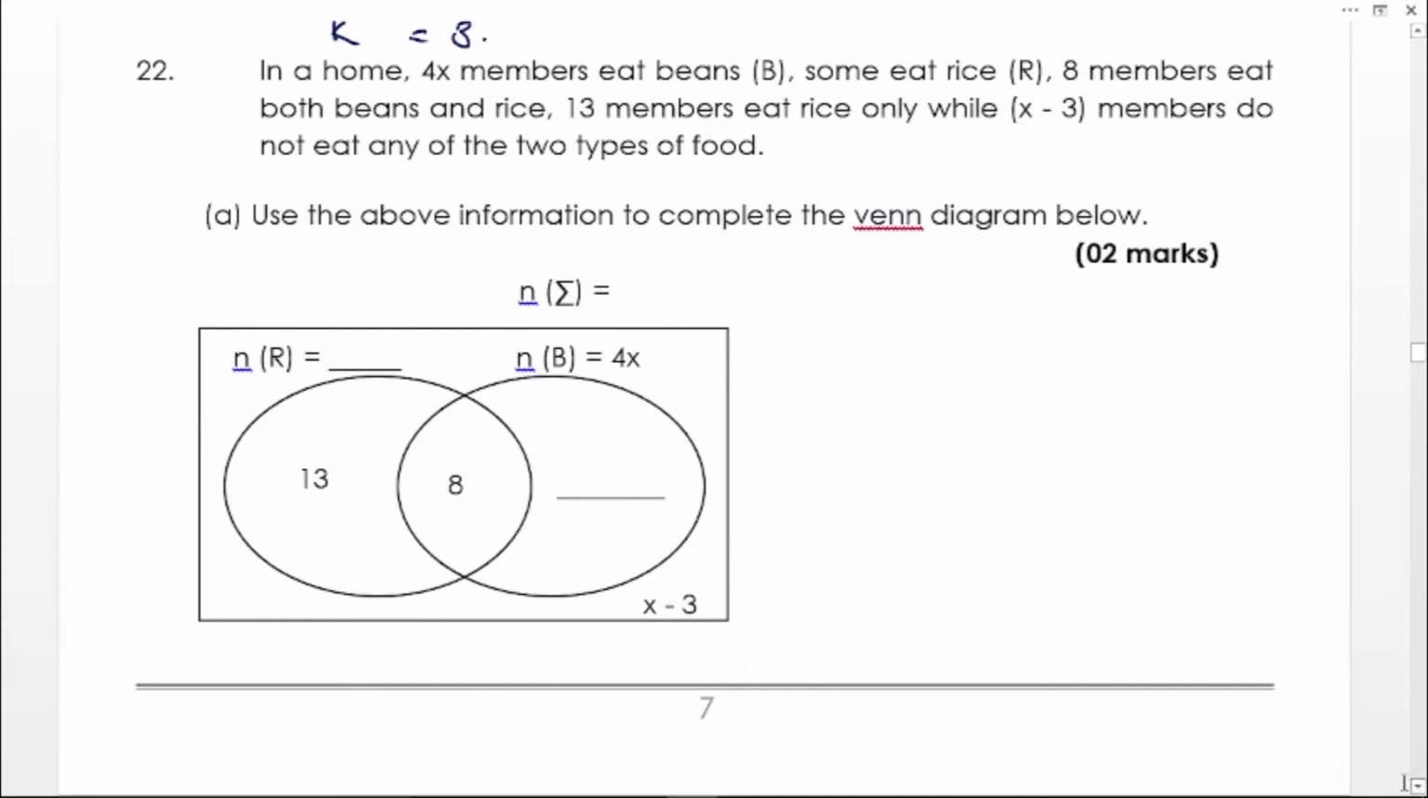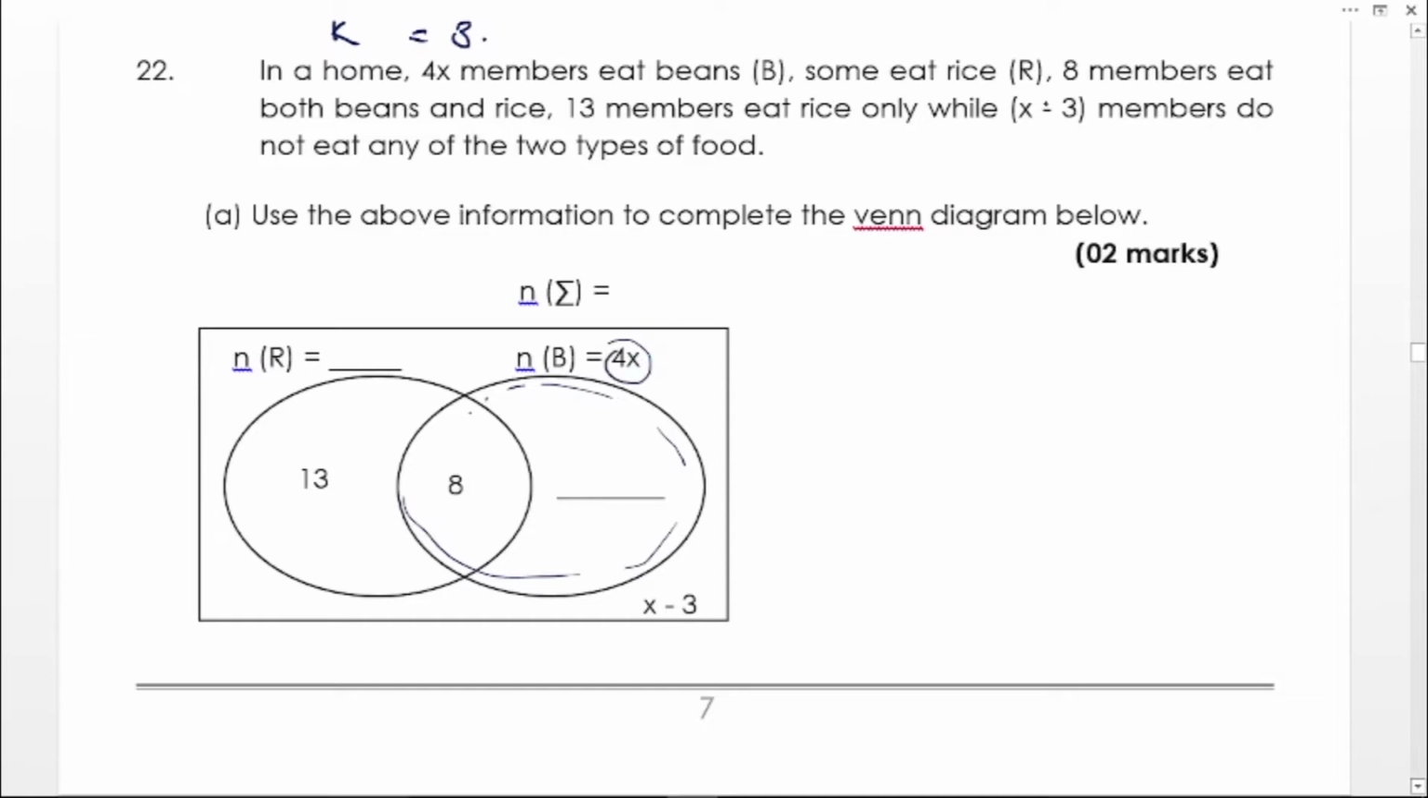This is a set concept. They are telling us that in a home, 4x members eat beans. All of them eat beans. The bean set is this one. All of this here is for beans. And all of the members there are 4x.